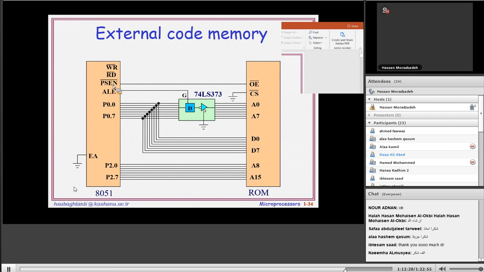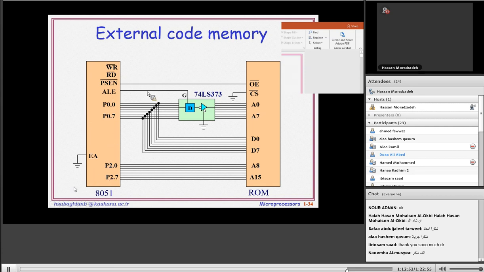External address, external address bar, active low, is connected to 0. Why? Because we are handshaking with this external RAM. Go to the next slide.